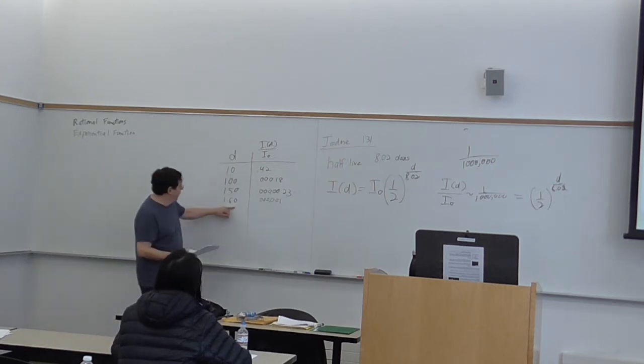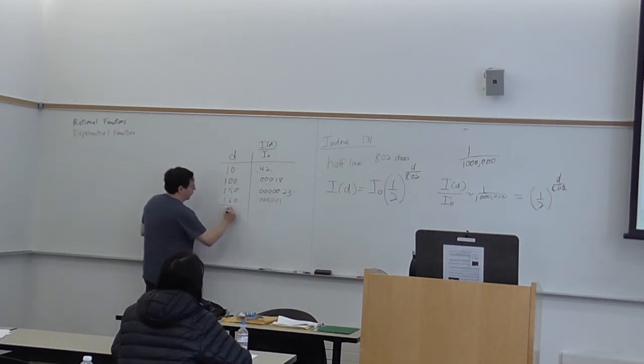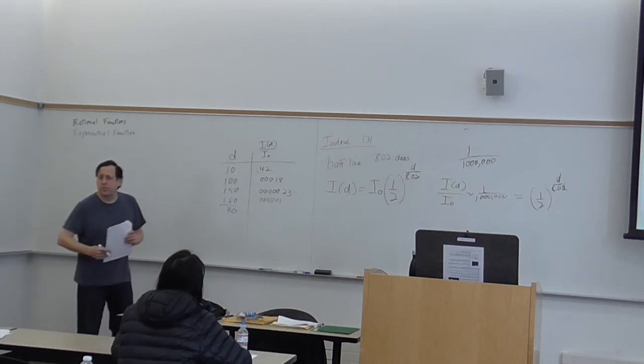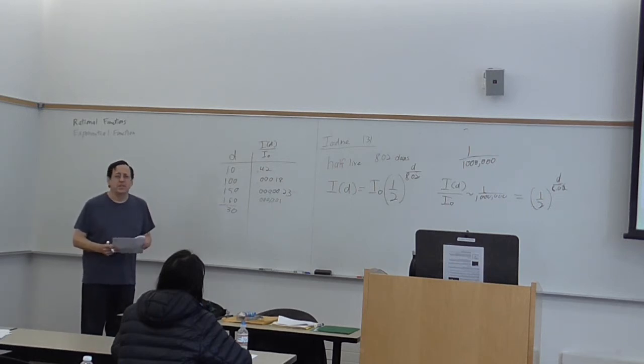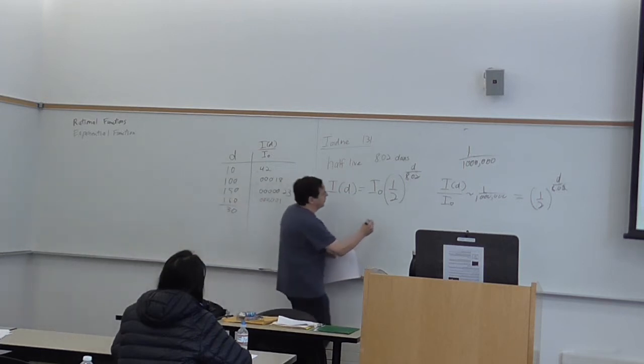Okay, so 160 days, that's what? Over 30, that's 5 months, 6 months, yeah. Okay, so that's an exponentially decreasing function here, right?